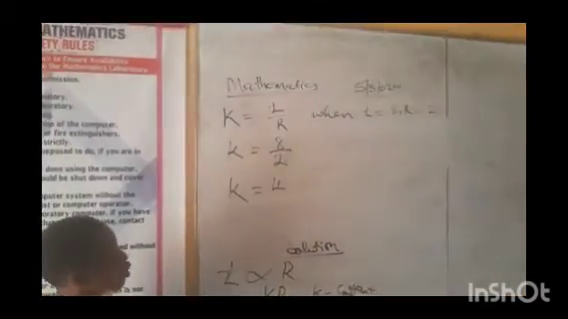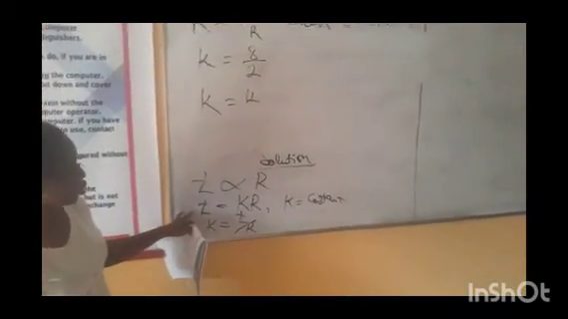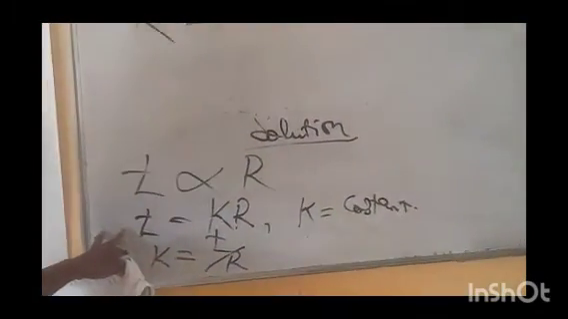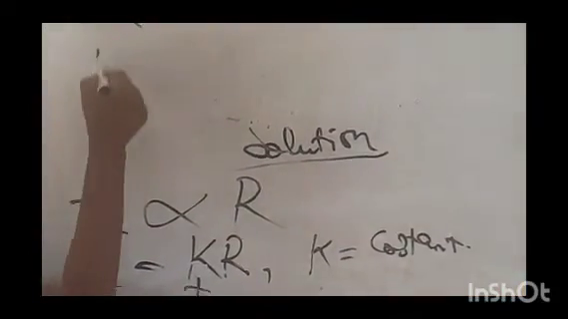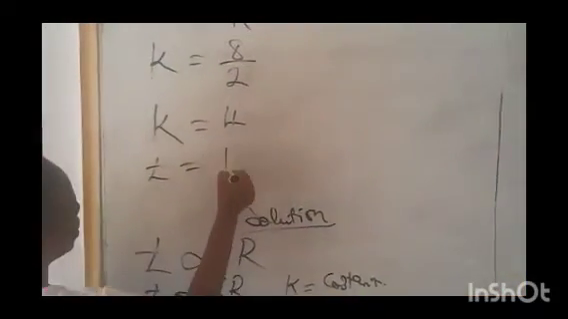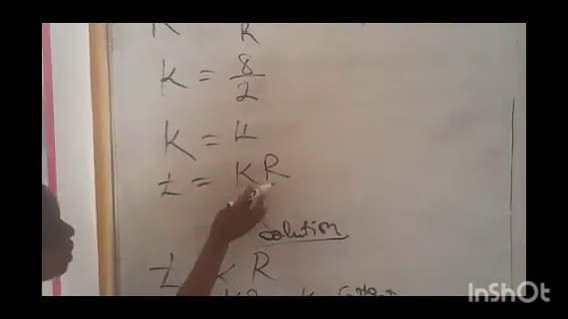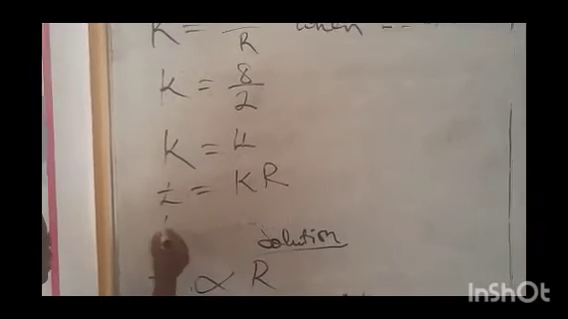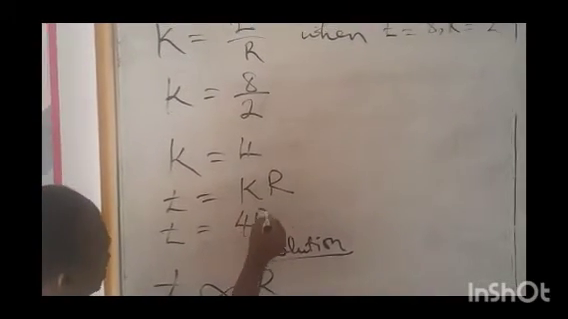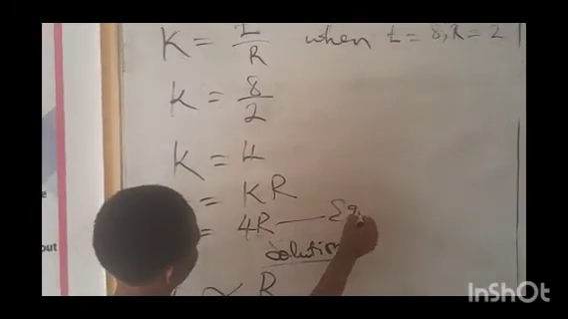Now the next thing to do is to go back to the formula given to us and introduce the value of our constant into it. And that is t is equal to kr. We have gotten our k now, whereby t is equal to 4r. And this is our equation.